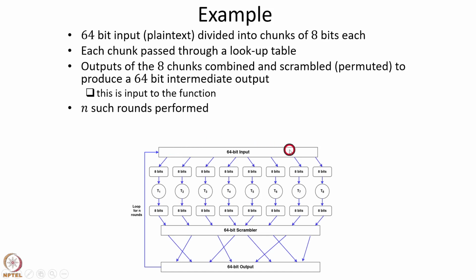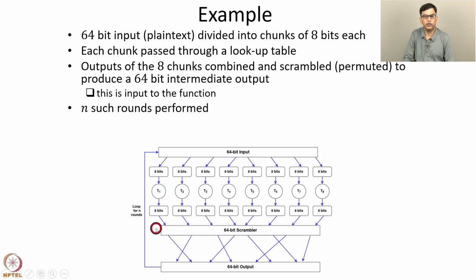This is the 64-bit input, which is the plaintext. To transform it into the ciphertext, it is first divided into chunks of 8 bits each. So this is the first chunk, then this is the second chunk, and so on. This is the third chunk, etc. Then each chunk is passed through a lookup table. The first lookup table is T1, the second lookup table is T2, and so on. The last lookup table is T8. The first chunk is transformed through this lookup table into k bits of output. Similarly, each chunk is transformed.